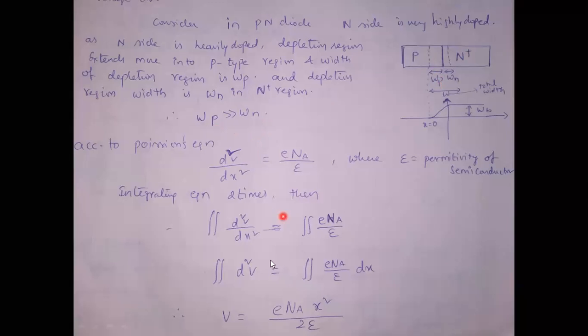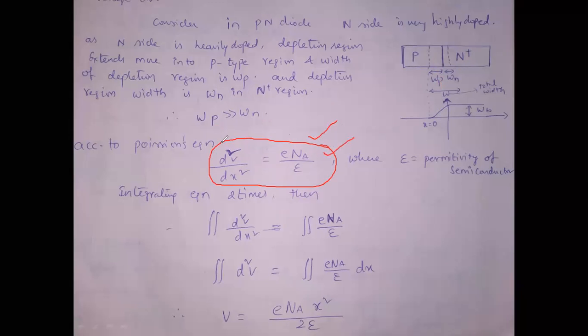Here I am taking Poisson's equation to derive this. Del square V by del x square, or d square V by dx square, equals E NA by epsilon. This is a standard formula. I could derive this, but the derivation is not relevant to this context, so just remember this formula.